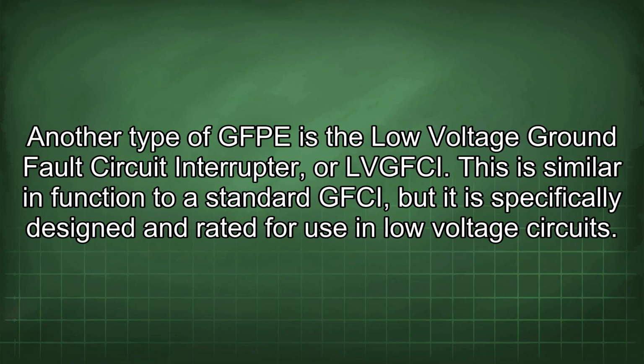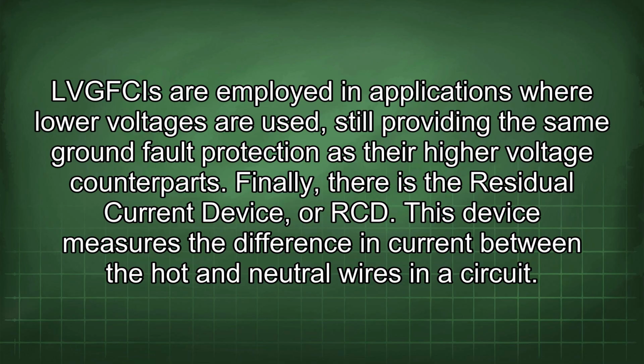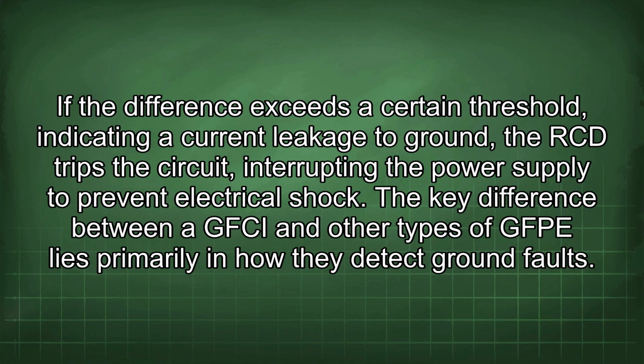Another type of GFPE is the low voltage ground fault circuit interrupter, or LVGFCI. This is similar in function to a standard GFCI, but it is specifically designed and rated for use in low-voltage circuits. LVGFCIs are employed in applications where low voltages are used, still providing the same ground fault protection as their high-voltage counterparts. Finally, there is the residual current device, or RCD. This device measures the difference in current between the hot and neutral wires in a circuit. If the difference exceeds a certain threshold, indicating a current leakage to ground, the RCD trips the circuit, interrupting the power supply to prevent electrical shock.